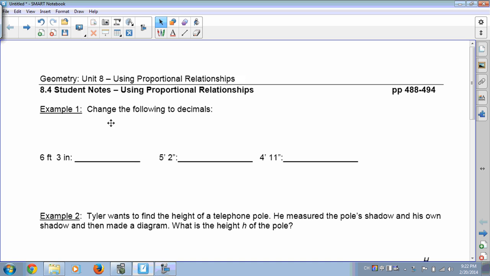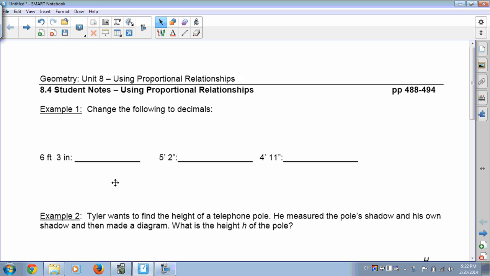All right, hi guys. We're on our final lesson for this unit, and it is using proportional relationships. Pretty much today is all about converting. So we're just going to start with some simple conversions. These are all in feet and inches: 6 feet 3 inches, 5 feet 2 inches, 4 feet 11 inches, and we're going to change those into decimals.